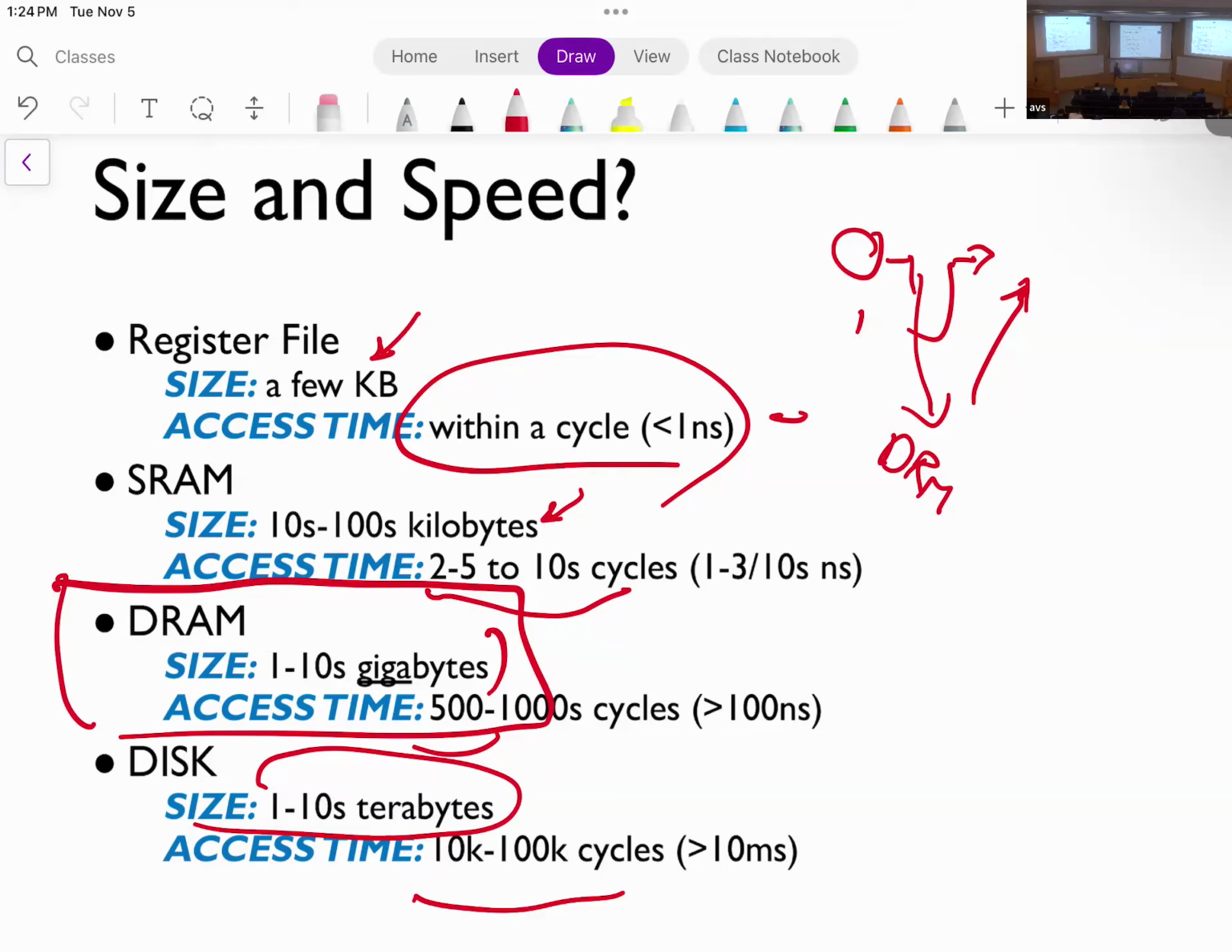Yeah, milliseconds. Yeah, 10 milliseconds. So reading from this takes many cycles. It takes around 100,000 cycles to read one piece of data from your disk. Horrible.